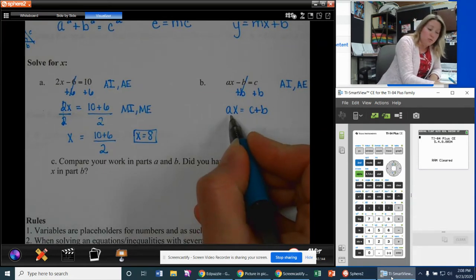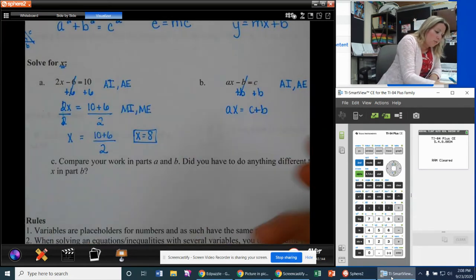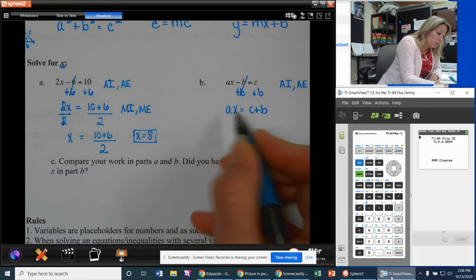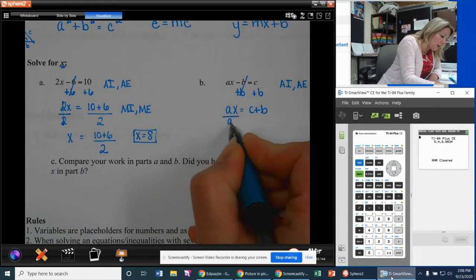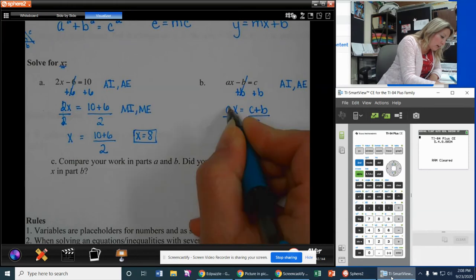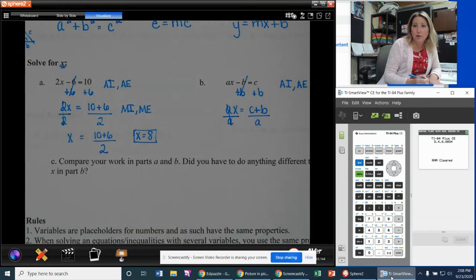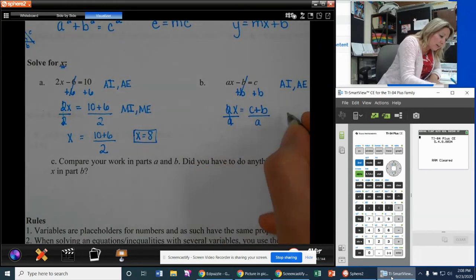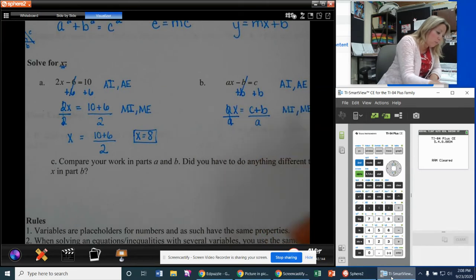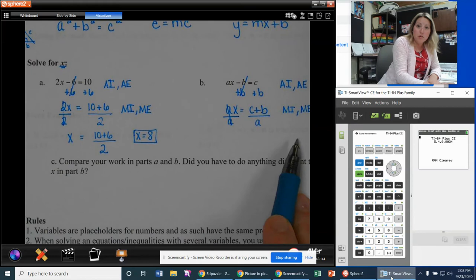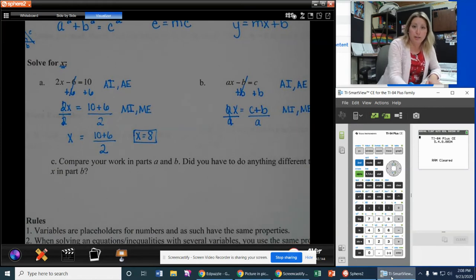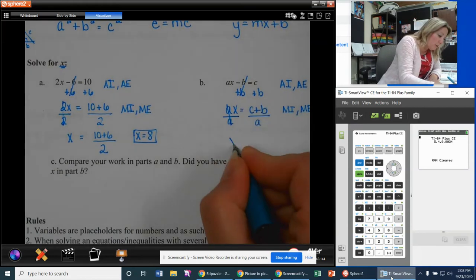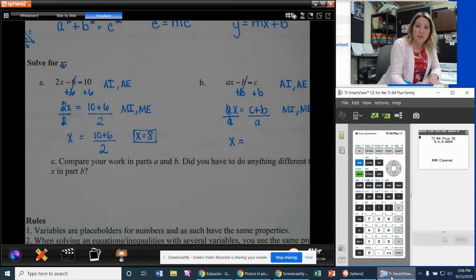I want x alone. I was told to solve for x. Okay, well, right now a is multiplied by x. So what's the opposite of multiplying by a? Dividing by a. So I divide both sides of the equal sign by a. There you go. That is the multiplicative inverse. And I did it to both sides, so that's the multiplication property of equality. See, same operations are occurring. Now you've got x all by itself, which is exactly what you wanted.